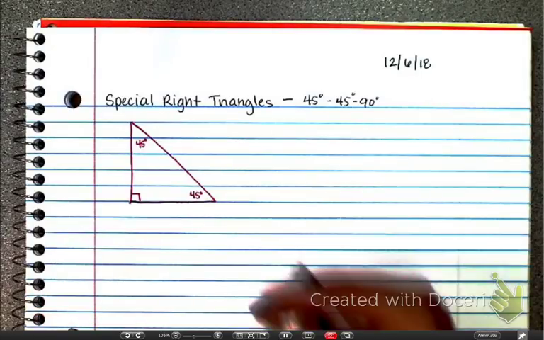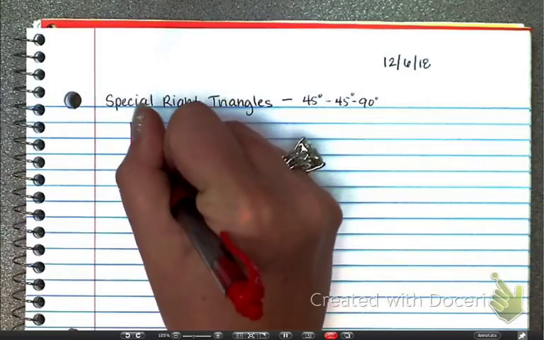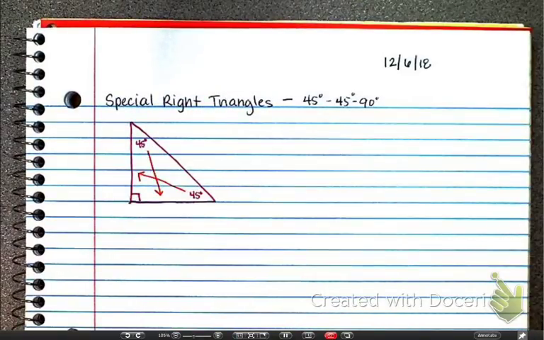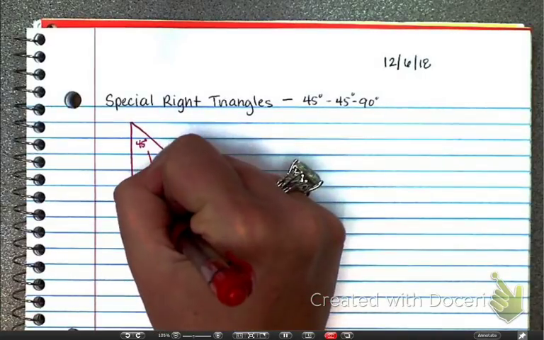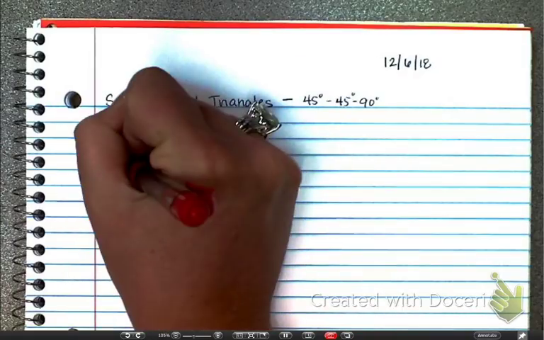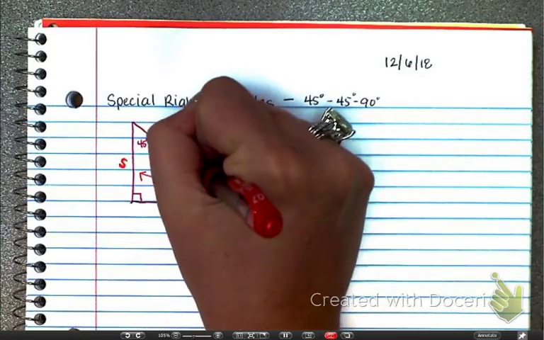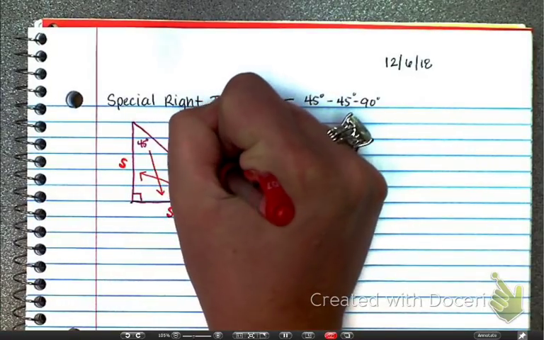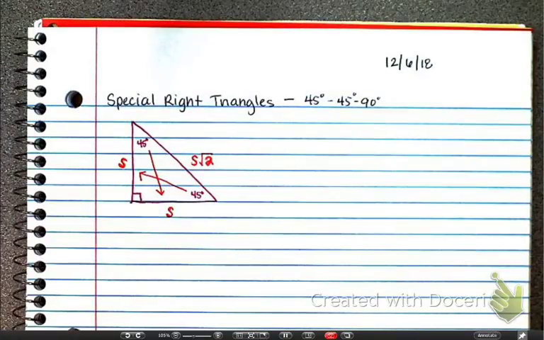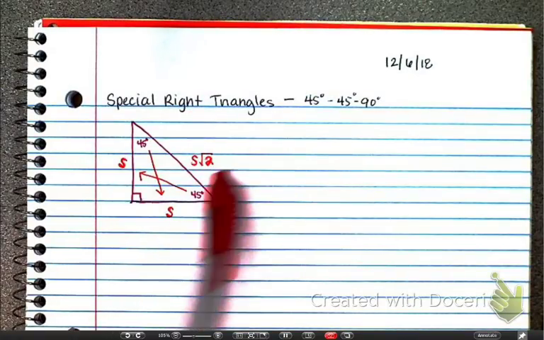So the sides across from the 45-degree angles, we are going to label with an S. S is in Sam. So an S and an S. Because both angles are 45 degrees, the sides across from them will be the same length. And then across from the 90-degree angle, we are going to label it with S radical 2, S square root of 2. So S, S, and S square root of 2.